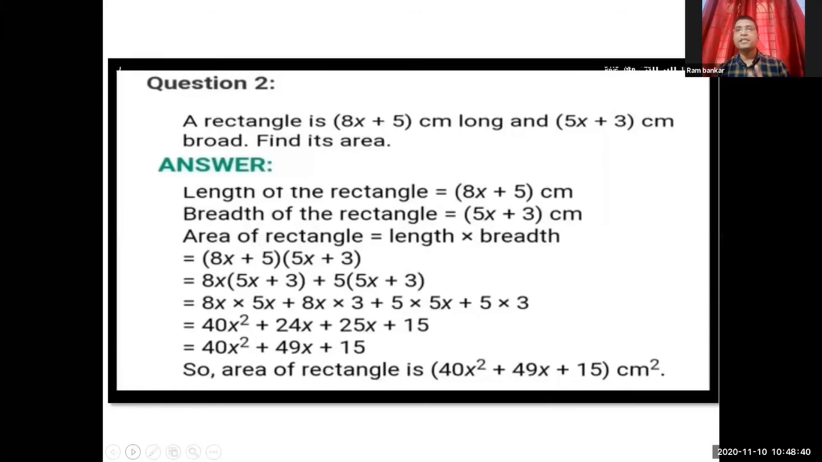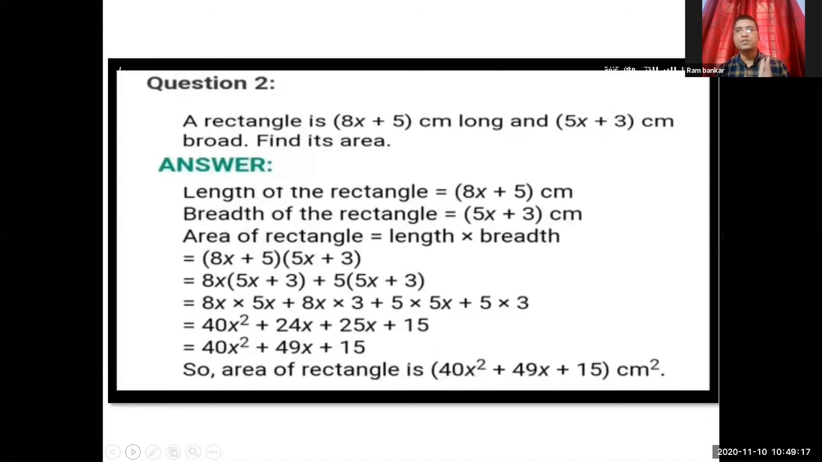Look at the answer. Length of the rectangle is 8x plus 5 centimeter. Always length is written in centimeter form. Breadth of rectangle is 5x plus 3 centimeter. Area of rectangle. Now this is very important. You have to know how to find area. But while finding the area, we have to learn the formula of area of rectangle. What is the area of rectangle? Length into breadth. Okay, it means that we have to multiply first expression into second expression. What is the first expression? 8x plus 5, that is a binomial, and the second expression 5x plus 3.